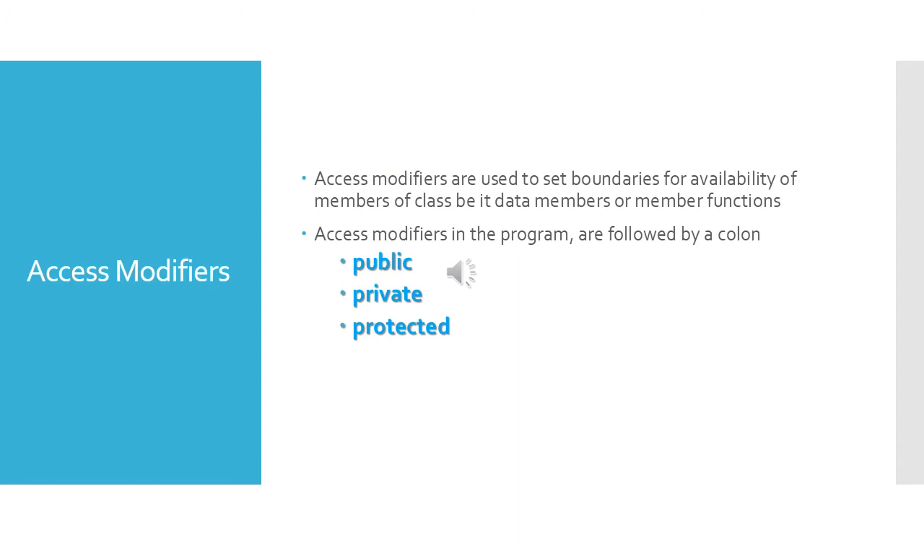Next, we are going to learn access modifiers in detail. Access modifiers specify the scope of accessibility of data members and member functions. That means to what extent they are accessible inside the class and outside the class, by other members of the class or by data outside the class. There are three kinds of access specifiers: public, private, and protected.